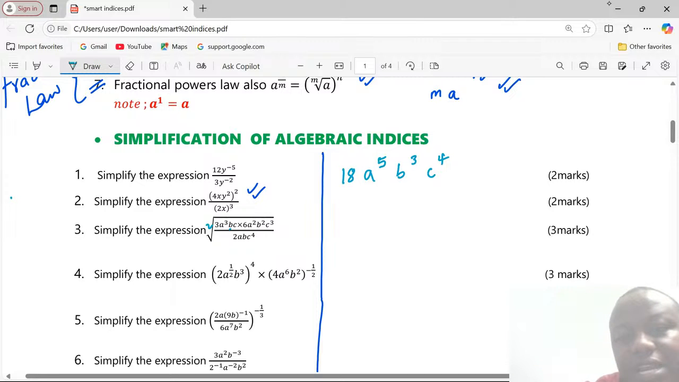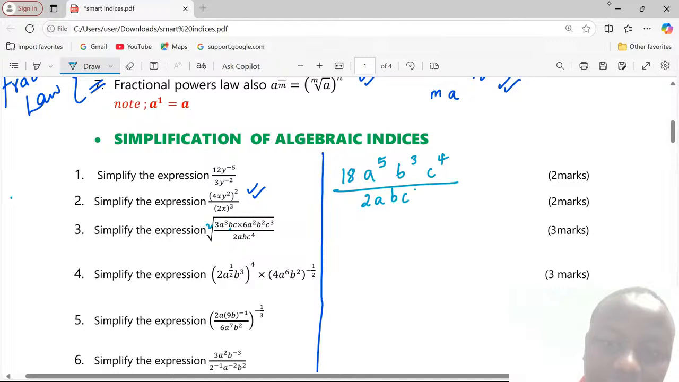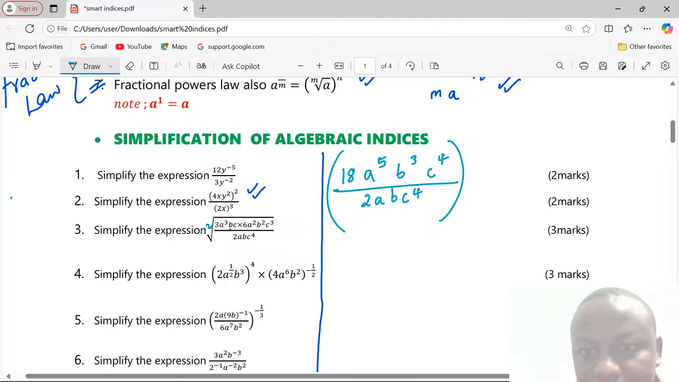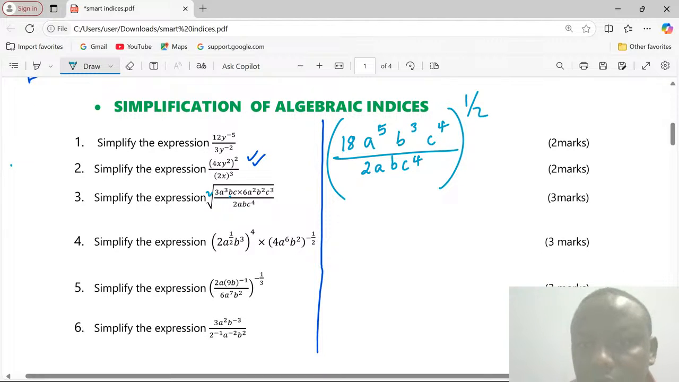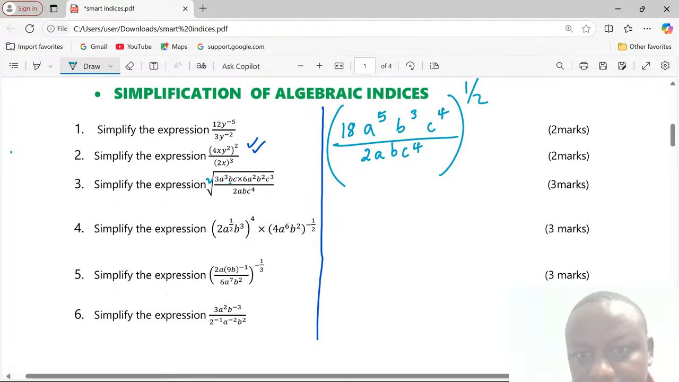We divide everything by 2a, b, c to power 4. Now, because we have a root, we have to raise everything to power half. We can now start combining what can simplify with another. For 2 and 18, that gives us 9.